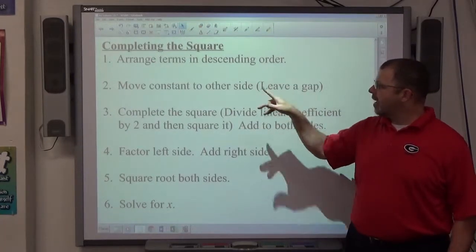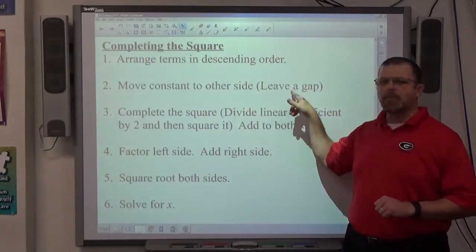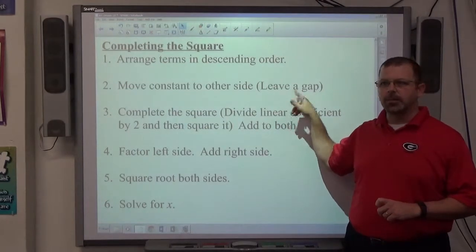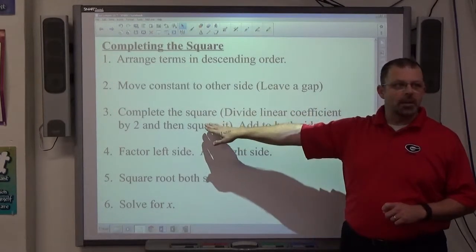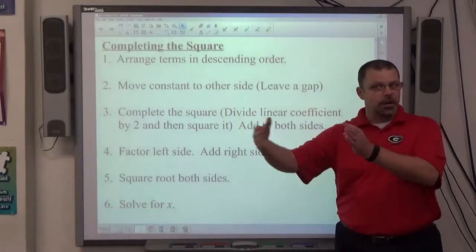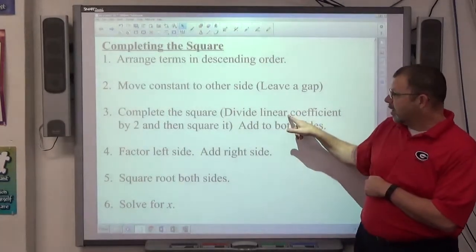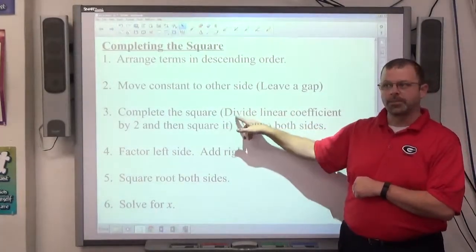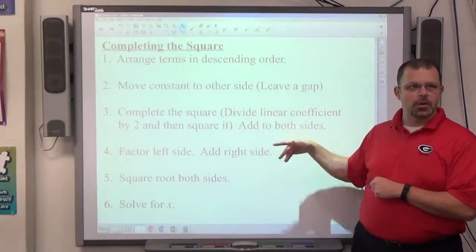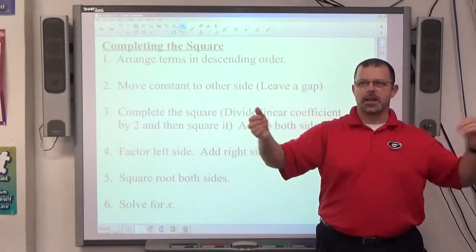Then move the constant to the other side, leave a gap. I'll point out what that means when I get to it. Then you do what we just did in example 1. Complete the square on the x squared side. Divide the linear coefficient by 2 and square it. That's what we did. It says add to both sides though. I'm going to do plus 9 here, and I've got to do a plus 9 there.